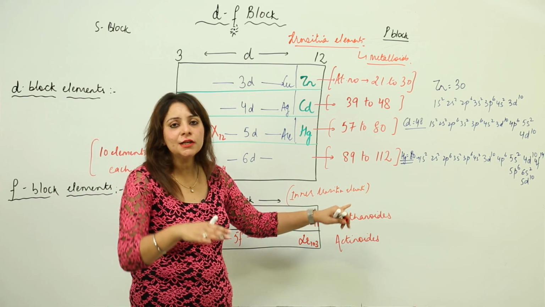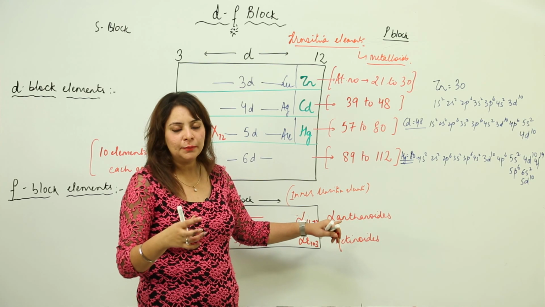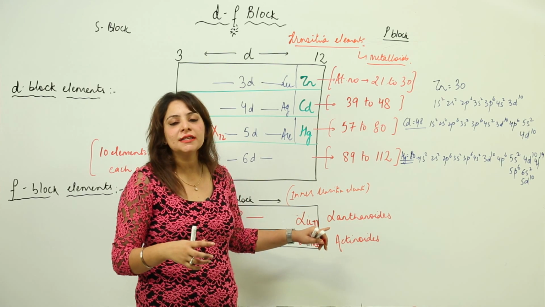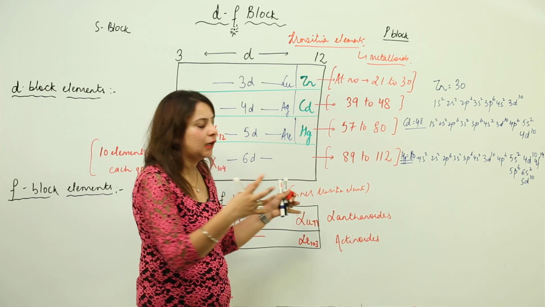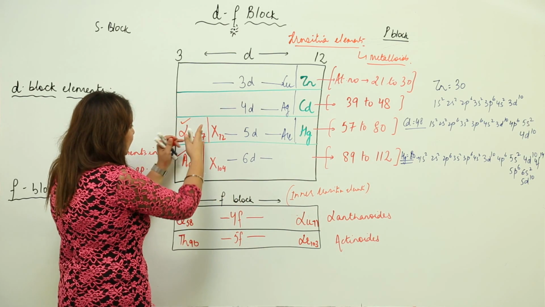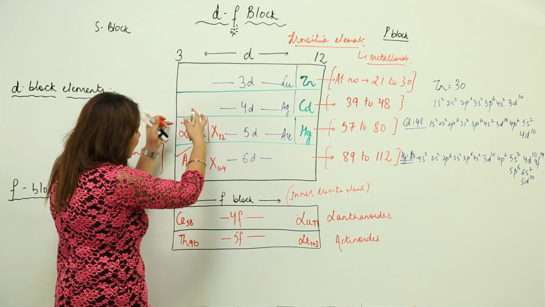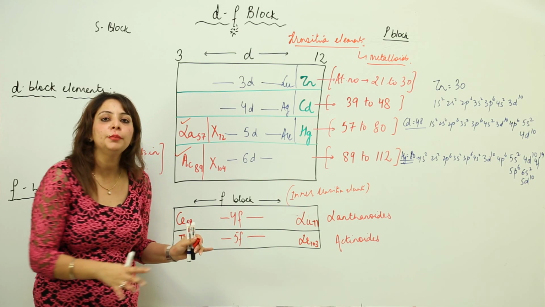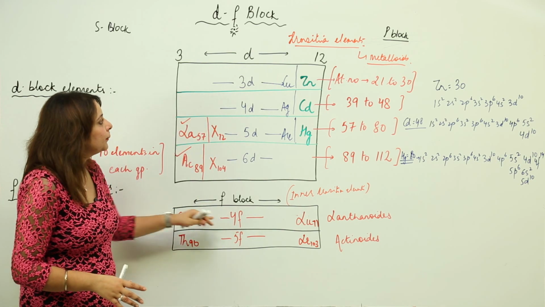That means inner to the transition elements, because they are present along with the transition elements, but still they are squeezed, indicated by one place, and placed separately in different periods below the D block.